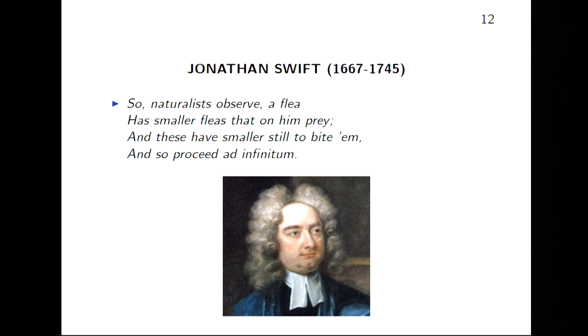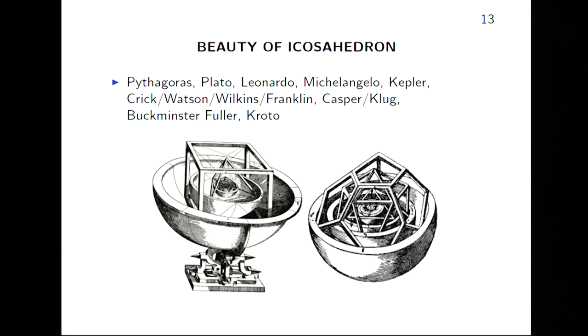Now, let me end with a few quotations. Well, this one is a quick one, appropriately with the name Jonathan Swift. I'll read it to you quickly. So naturalists observe, a flea has smaller fleas that on him prey. And these have smaller still to bite them, and so proceed ad infinitum. Well, going ad infinitum is a very important mathematical observation, and the bit about fleas is a bit of literary embellishment. Now let me go back to the icosahedron very quickly.